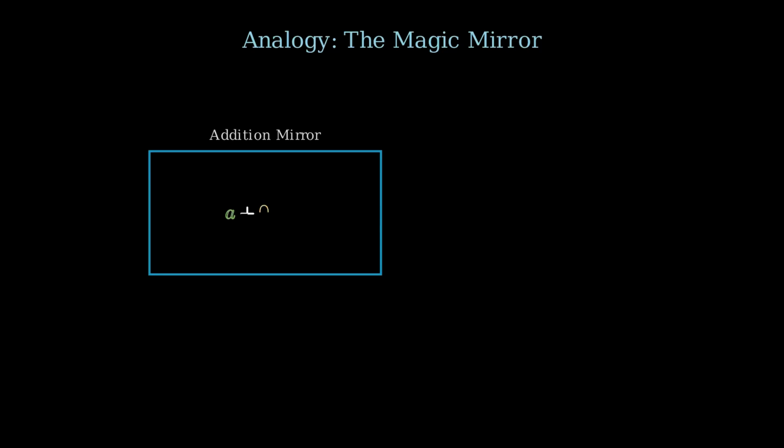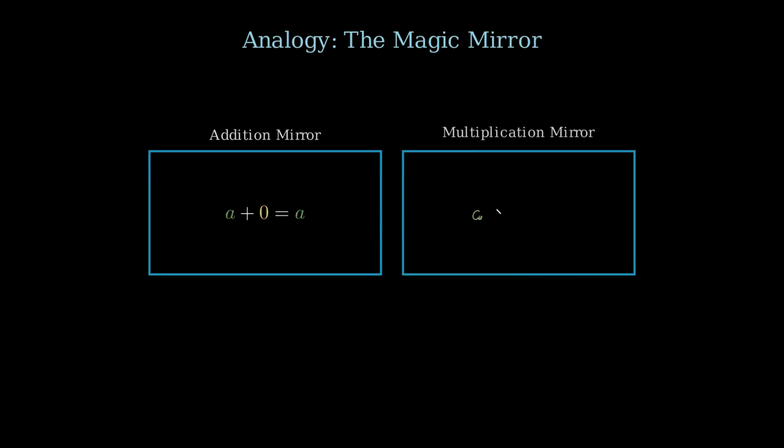Think of identity elements as a magic mirror. No matter what number looks into it, the number stays exactly the same. In addition, 0 acts as this mirror because adding 0 leaves the number unchanged. In multiplication, 1 is the mirror because multiplying by 1 gives the exact same number.